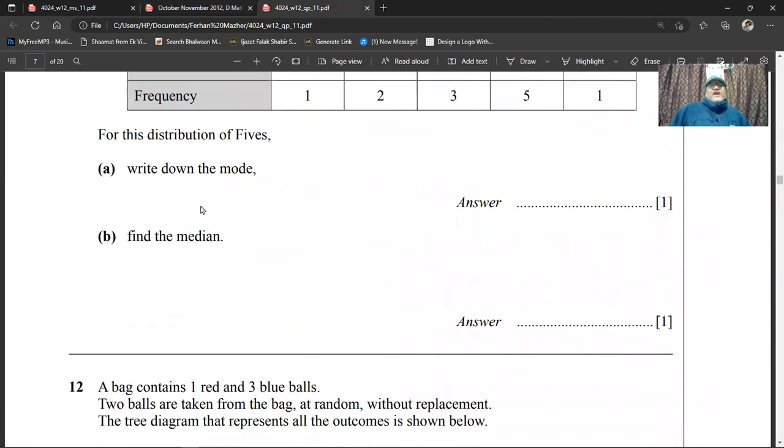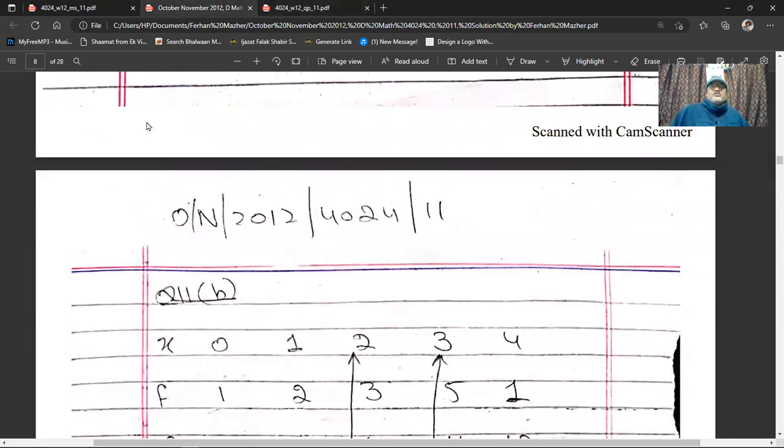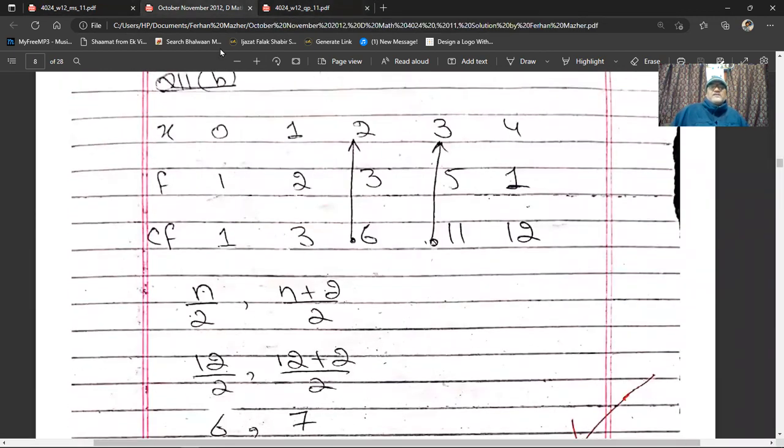Okay, then they say find the median. If you want to find the median from this grouped data, you have to first find the cumulative frequency. How do you find the cumulative frequency? You write the first frequency as it is, then you add the next frequency, whatever the answer is. Then you add the next frequency to that answer, and then the next, and the next. This is how you find the cumulative frequency. Let me show you. I have done this process.